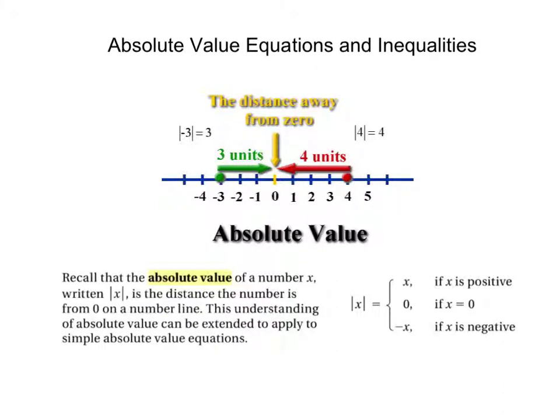Okay, Algebra 2 is moving on to absolute value equations and inequalities. So remember absolute value, distance from zero, so when you have a negative number, absolute value comes out positive. Same thing when you have a positive number, and that's summarized right over here. So remember that that definition of absolute value is a distance, and a distance can't be negative.